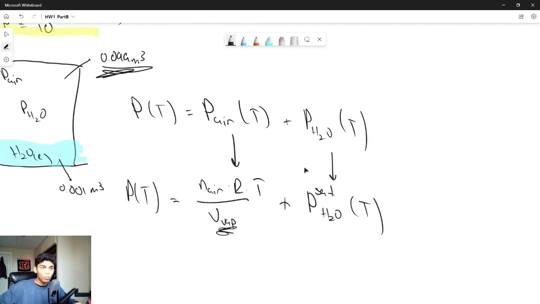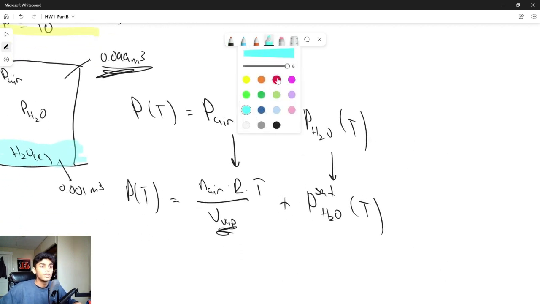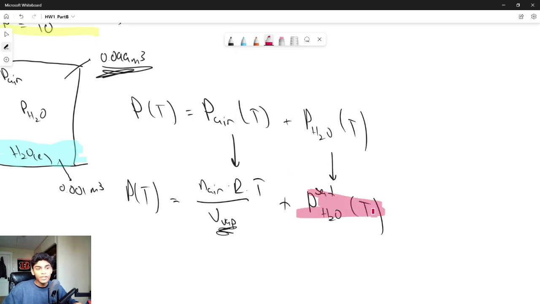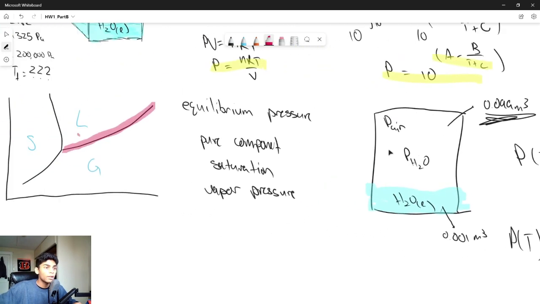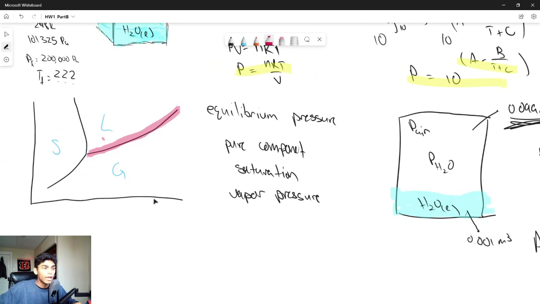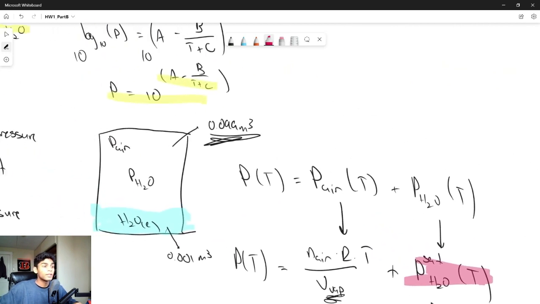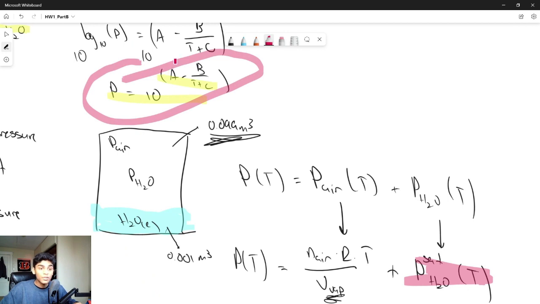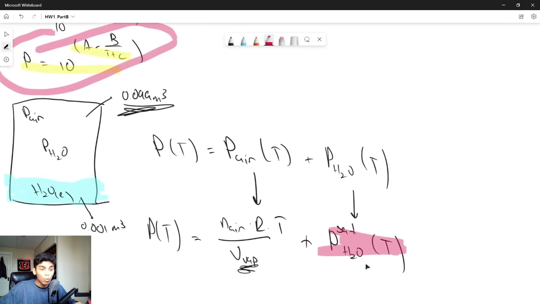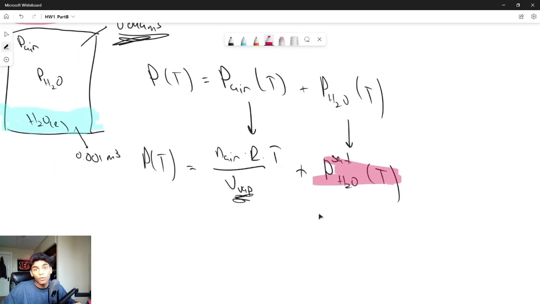Now, we only have one big glaring issue with this, which is we don't know what this is. We can go back to this graph here, but we don't really have any readings to determine what this saturation vapor pressure is. And that's where our Antoine equation is going to come in, right over here. Because that is going to tell us what we have to plug in for here. And then we can solve for the final temperature.